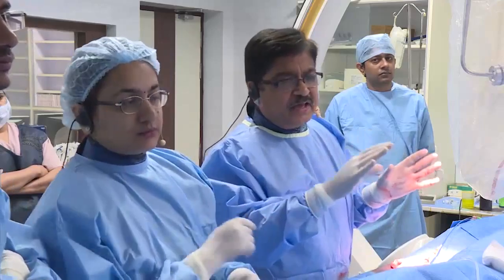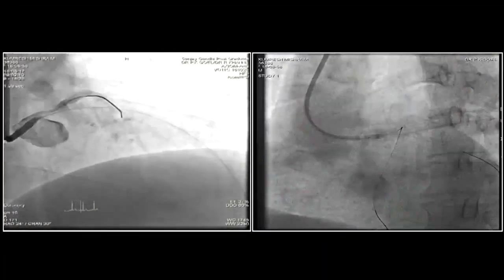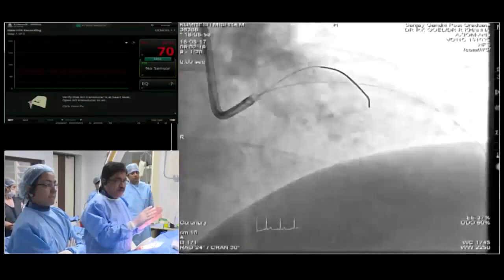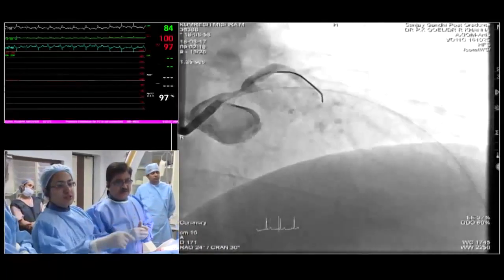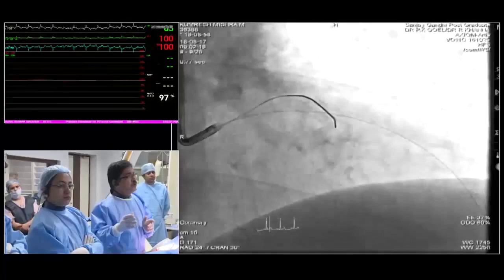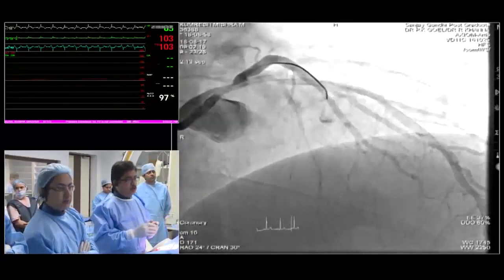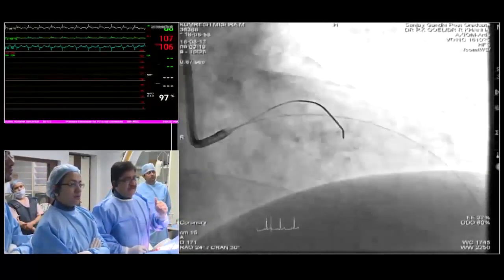You saw the IVUS and you were clear that the LAD ostium and the proximal part of LAD is diseased, left main is diseased, and the circumflex ostium probably was okay. Can you show us the left main ostium? Is that clear? Yes. So what I did was I did a cutting balloon on the ostium of the LAD and left main area.